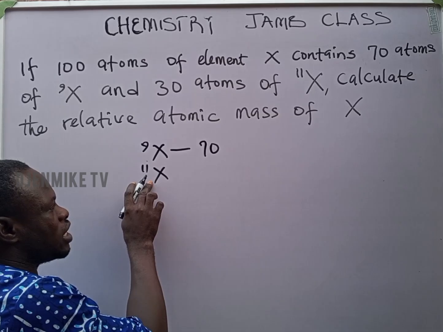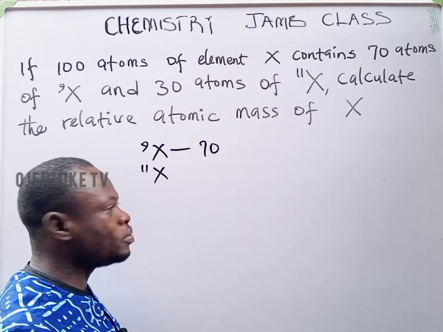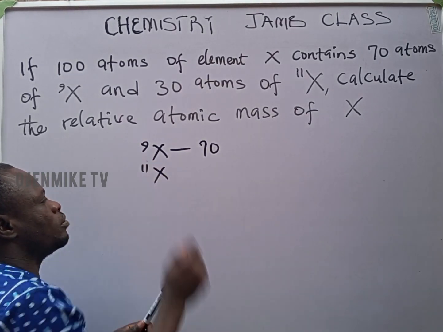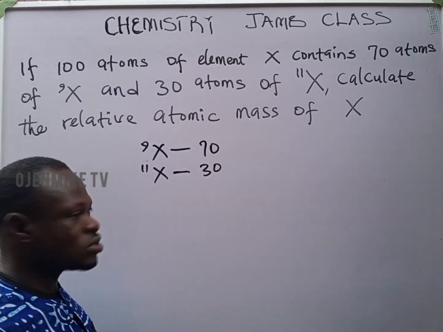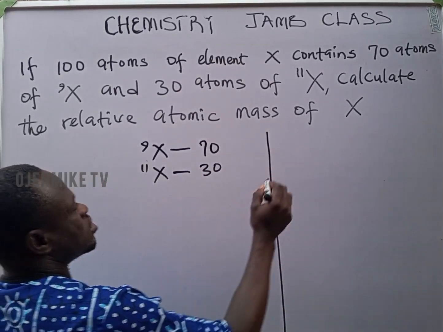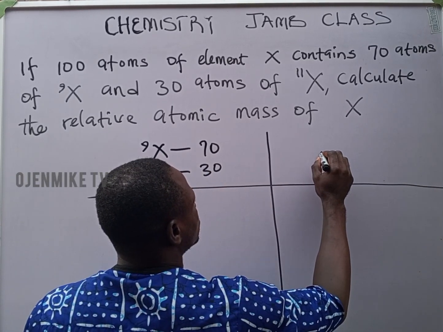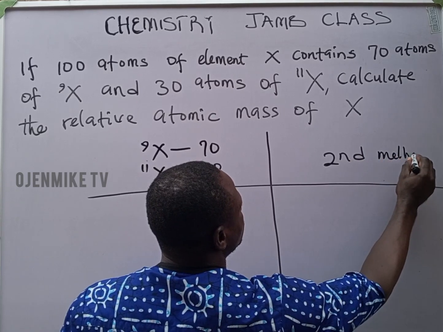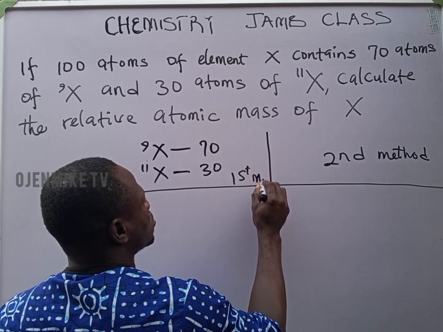Now this same element, remember isotopy is a phenomenon where atoms have the same atomic number but different mass number. This is mass number, the one that is raised to the power. This one contains 30 atoms. Now I'll draw this. This is the first method, and I'll title the second method.